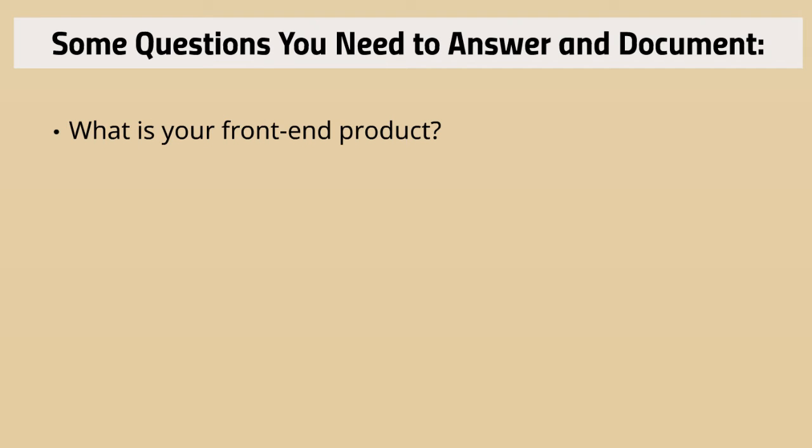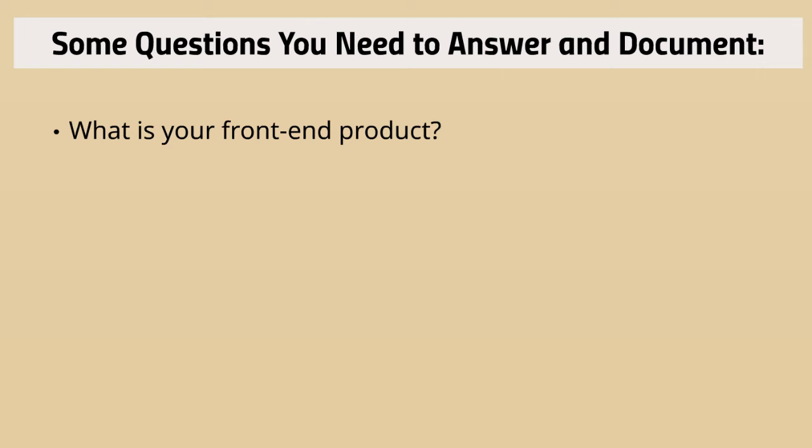So the first question is, what is your front end offer? You obviously need to know this. You're going to need to have your sales pages and your download pages before you can set JVZoo up. But what is your front end offer? Is it a video course? Is it a software product? What is it? Jot that down.